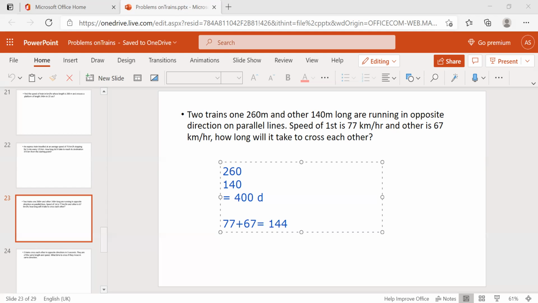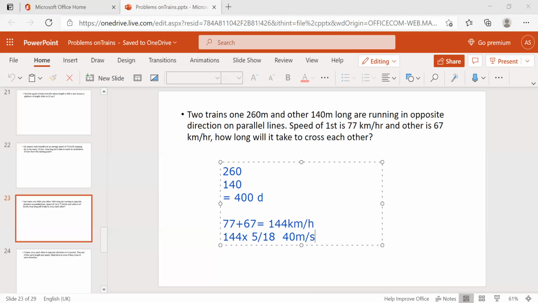Now, this is kilometer per hour. And what we require to find out? Time in seconds, because distance is in meters, right? So we need to find out the seconds. So convert this 144 kilometer per hour into meter per second by multiplying by 5 by 18. 18 8s are 144, and 8 into 5 is nothing but 40 meter per second.